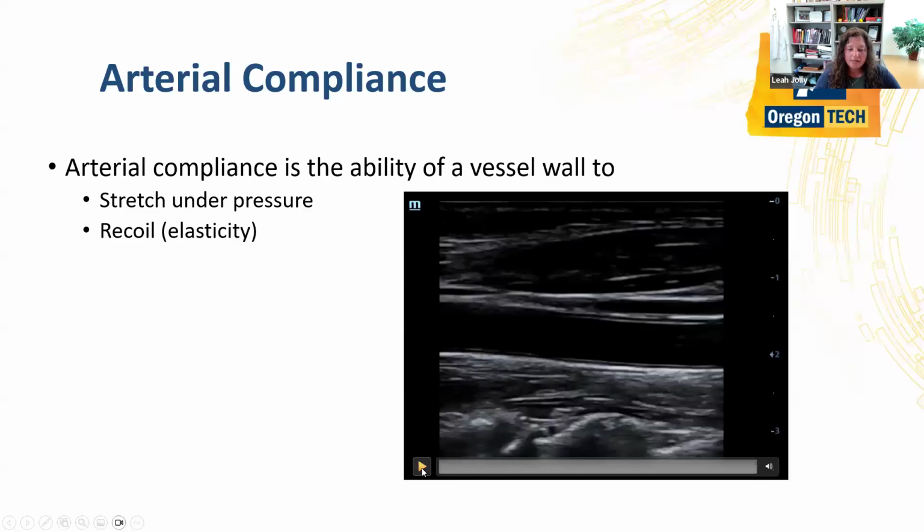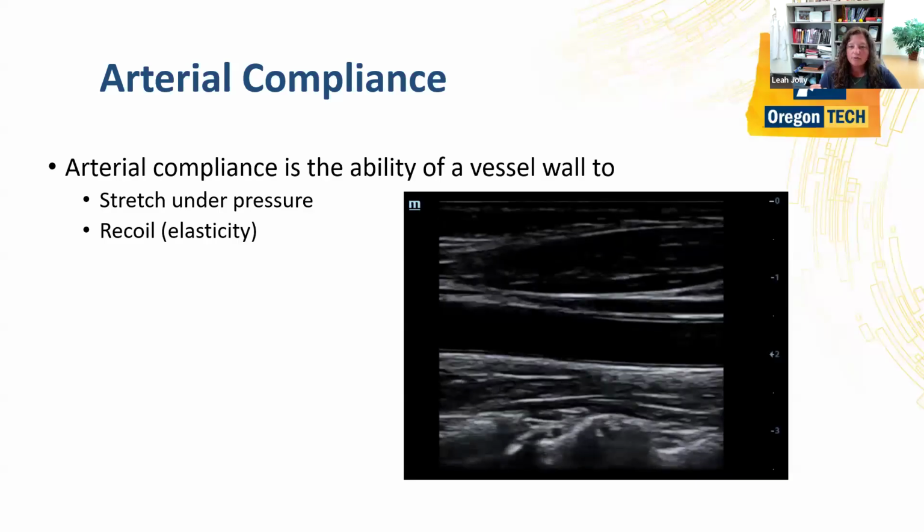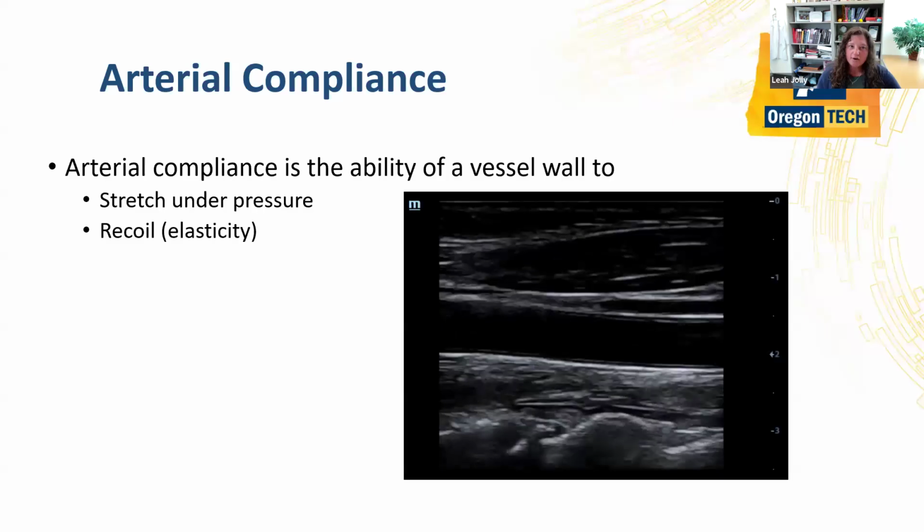So this is just a video clip that's going to show you how that happens. And you can see the vessel expanding and returning to its normal size. And that is true arterial compliance. Every time our heart beats, the vessel stretches under that pressure, and then it returns back to its normal size.